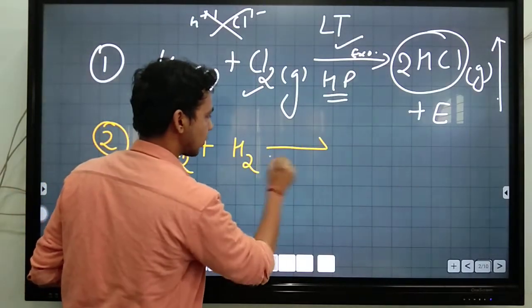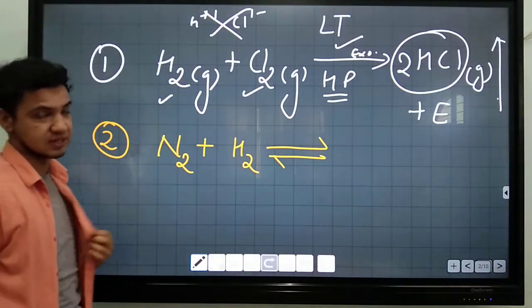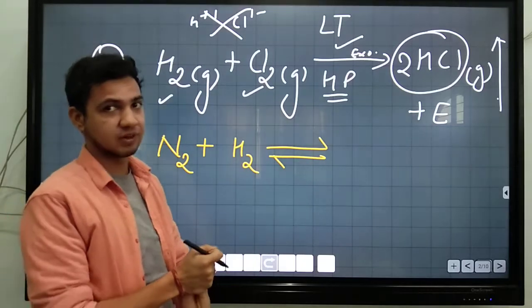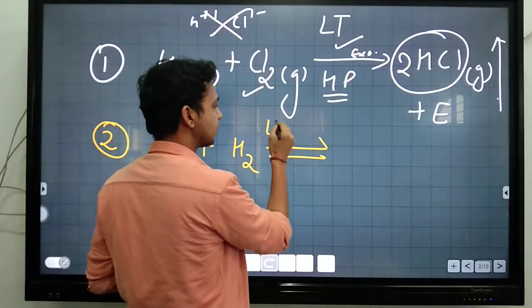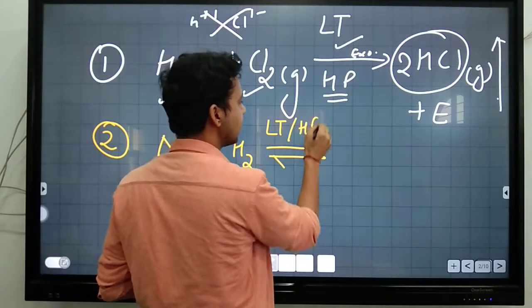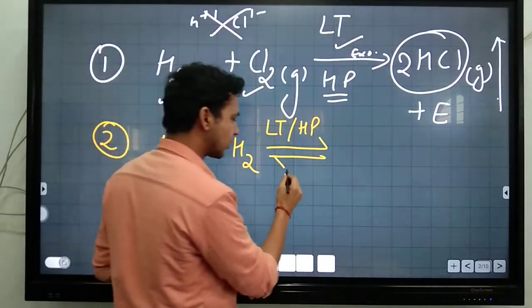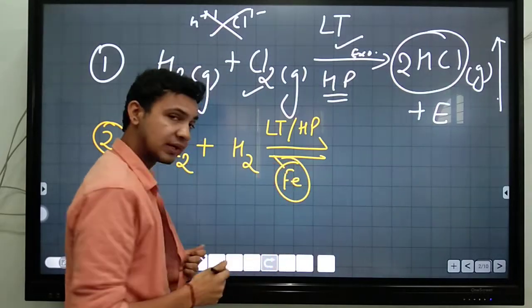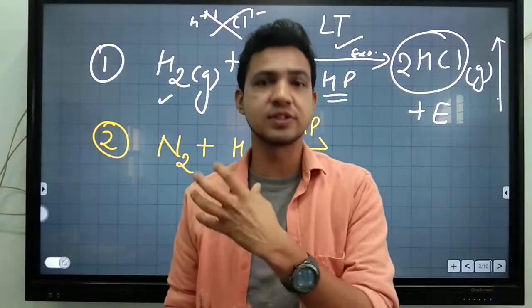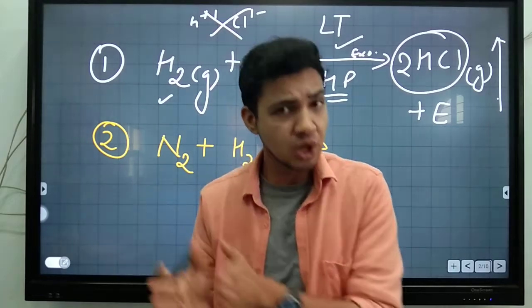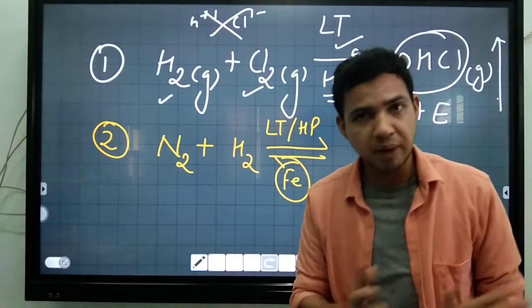You know that this process is the Haber process. It is the production of ammonia in our industrial area. That reaction also requires a low temperature as well as higher pressure. That reaction also requires a catalyst. You know catalysts are helpful to conduct the reaction in the forward direction. They help to conduct the reaction in the forward direction, not in the backward direction.